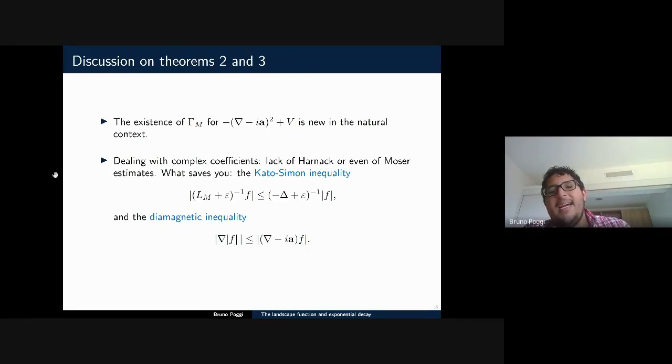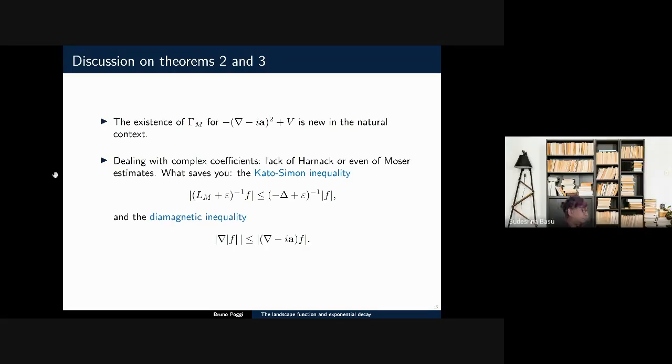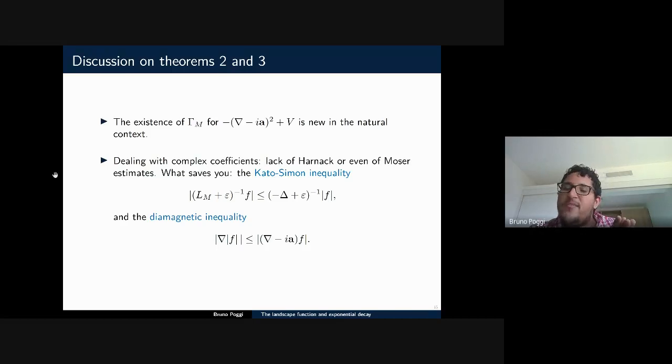Another instance of this inequality is what is called the diamagnetic inequality, which I have written here. You cannot say that the gradient of a function equals its magnetic gradient, but you can give a lower bound for the magnetic gradient by the gradient of the absolute value of the function. This is the diamagnetic inequality. It's also a very useful tool in the study of magnetic frameworks.